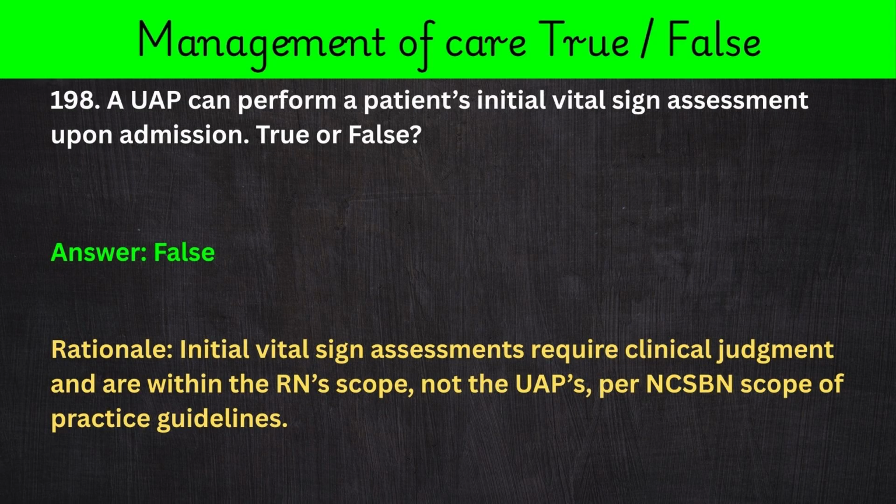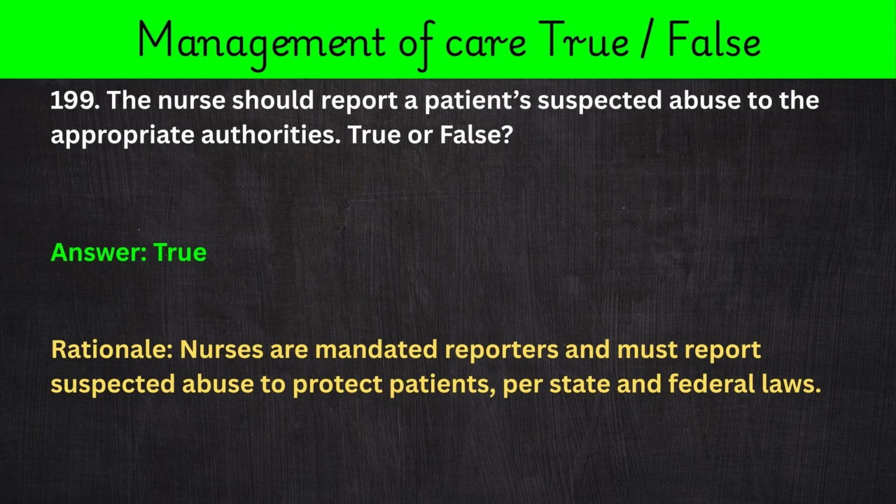of practice guidelines. 199. The nurse should report a patient's suspected abuse to the appropriate authorities. True or false? Answer: true. Rationale: nurses are mandated reporters and must report suspected abuse to protect patients, per state and federal laws.